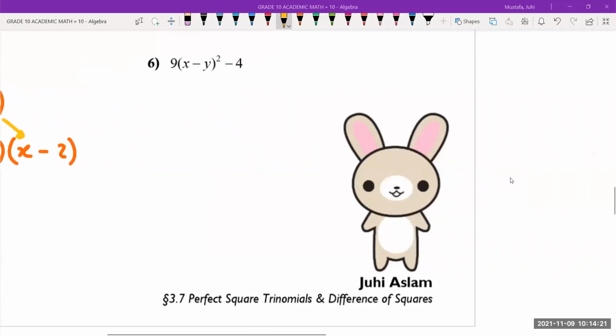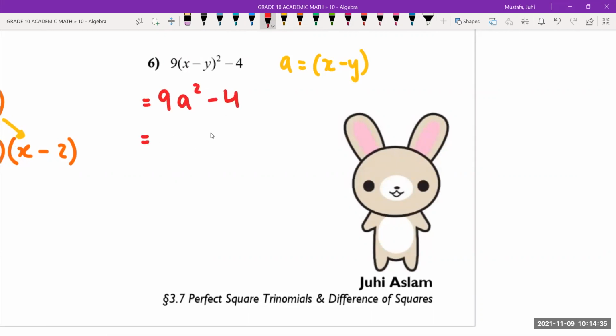All right, for this last question, I am going to use substitution. So I'm going to say let A equal what is inside that bracket, which is x minus y. And then I'm going to go ahead and factor it like that. So it's going to be 9a squared minus 4. Is this a difference of squares question? Yeah, 2 terms, minus sign. Both of them are perfect squares. So what am I going to get as my answers here? Yeah, 3a and 2, plus and minus.